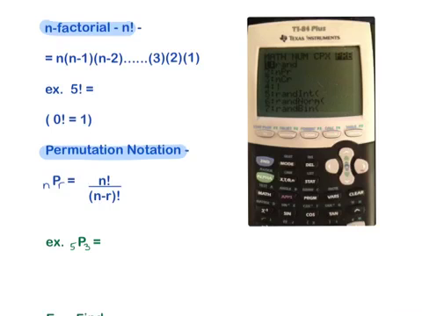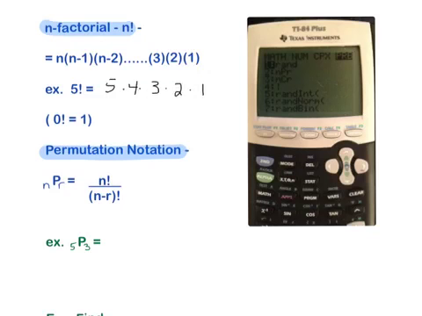So n factorial, by definition, is going to be n times n minus 1 times n minus 2 times n minus 3, all the way until you get down to 1. So if we look at the example of 5 factorial, we're going to get 5 times 4 times 3 times 2 times 1. And you'll notice to the right here I have a graphing calculator.